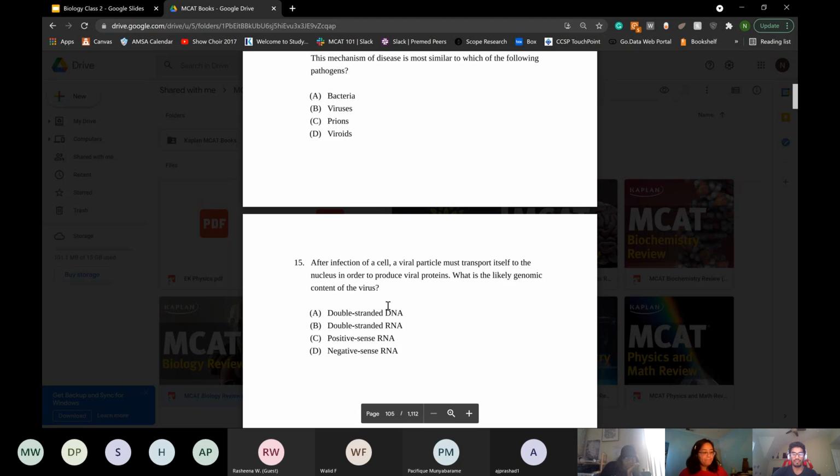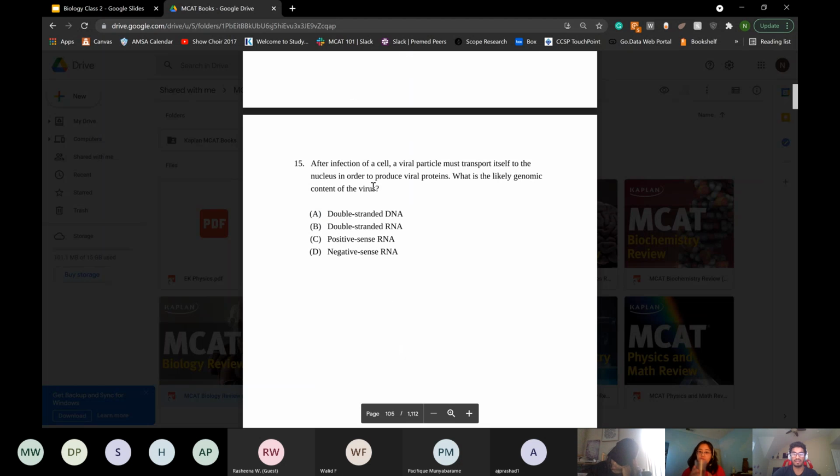So for 15, we're looking at the genomic content of a virus, and the information we're given is that the virus must get to the nucleus in order to produce viral proteins. That's a key part of understanding this question, because looking at the central dogma and where these steps are done in bacterial or eukaryotic cells, we know that RNA is translated into protein in the cytoplasm, at ribosomes.